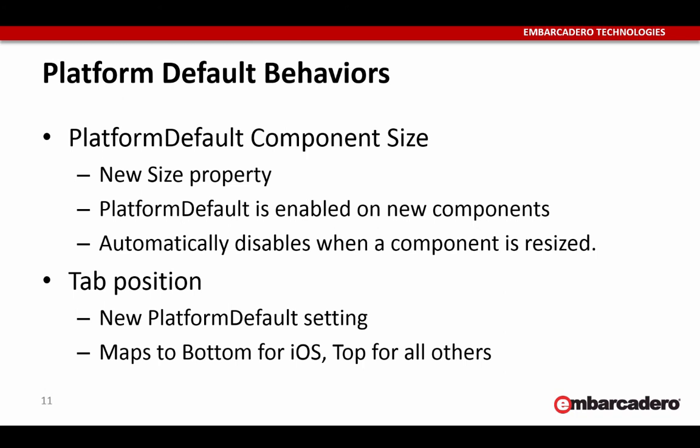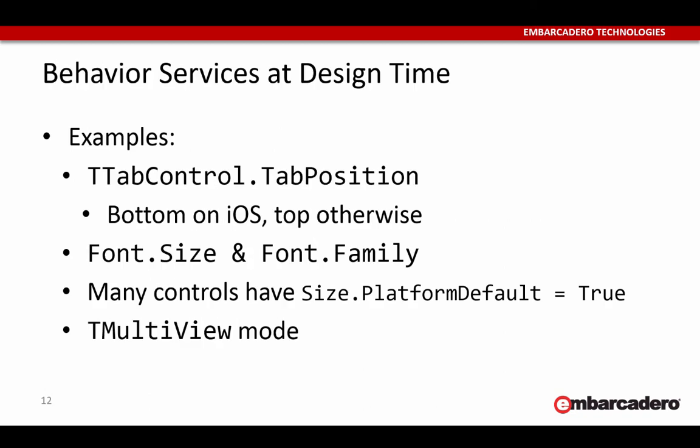There's the new size property. It has a platform default that is enabled for these components and is automatically disabled when a component is resized. A tab position has a new platform default. It maps to the bottom for iOS and to the top for all other target platforms. You can set behavior services at design time by using the object inspector to set those property values, or they'll default when you first create your project. And again, many controls have size platform default equals true, but you can go in and change it. And as I mentioned, you can also change behavior services by setting property values at runtime in your code.